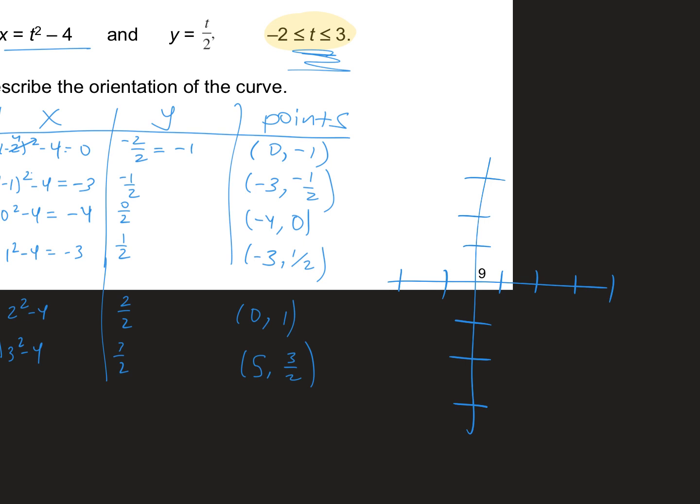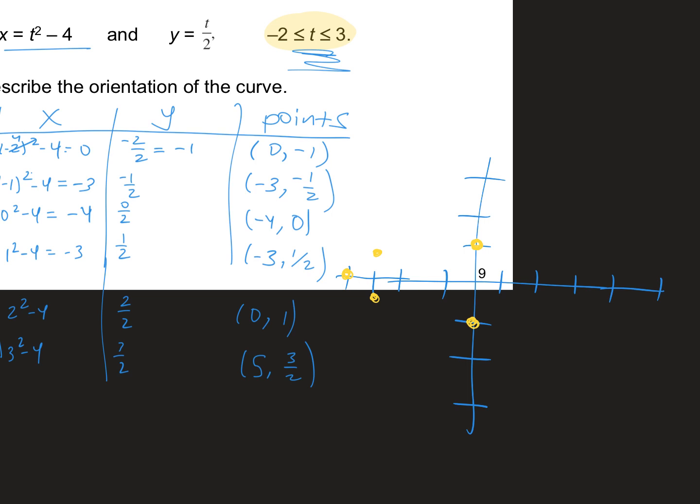So watch. I have a point at (0, -1). You guys agree right there? Then my next point is at where? (-3, -1/2). So I go left 3 and then down a little, half-ish. Then I have a point at (-4, 0). Then I have a point at (-3, +1/2). Then I'm where? At (0, 1). And then I'm at 5.